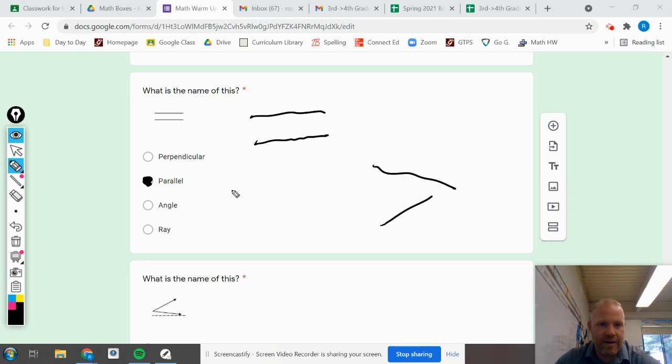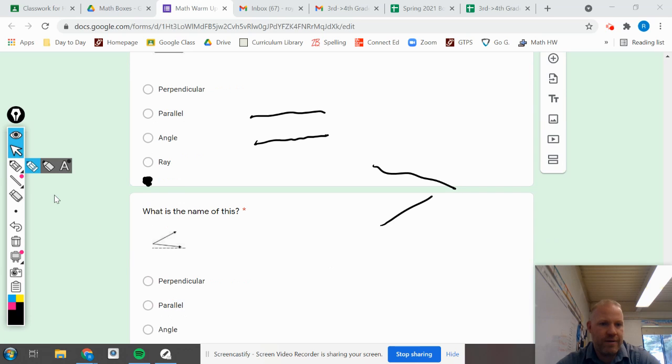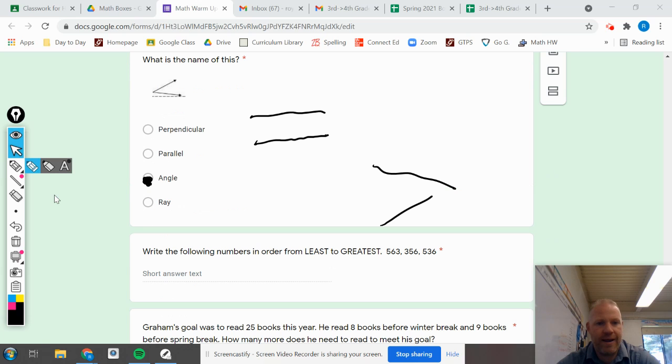Then you have the name of the last one there, which is an angle. And the reason that it's an angle, we can see that it's starting at a point, and both lines come off of that same point, making an angle. So we have angle for that one. There you go, angle. And now we're going to bring it down.